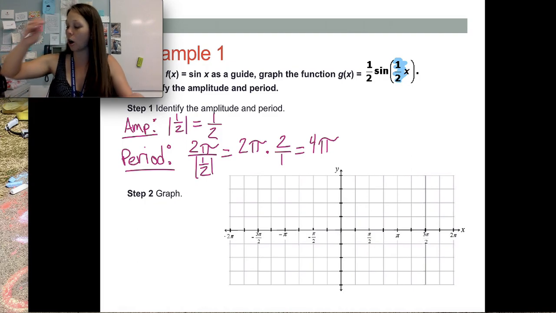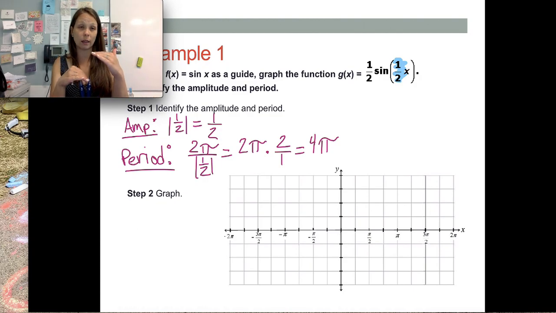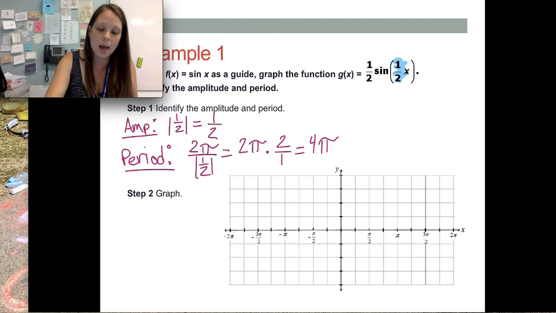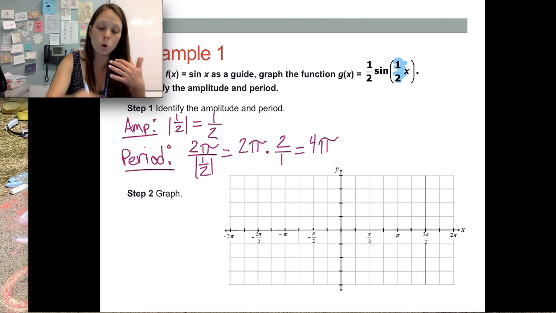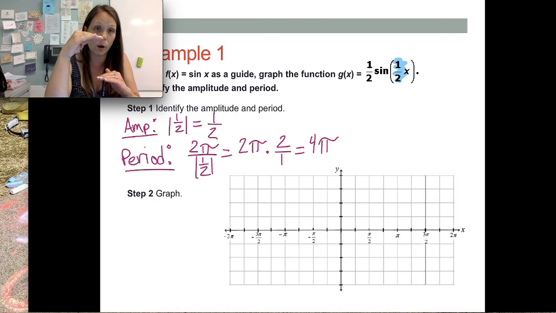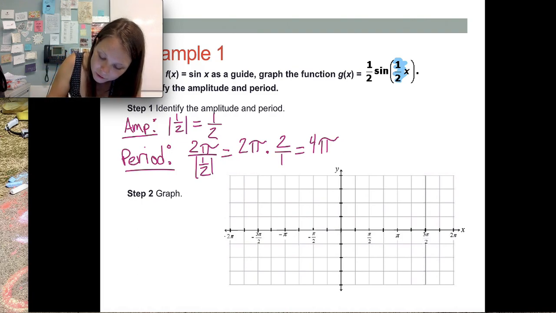So what I'm going to start off by doing is I like to create this floor and ceiling for me when I'm graphing these, and that's going to be based upon my amplitude. So normally this function goes from +1 to -1. But my amplitude is now half of that, so it's going to go from -1/2 to +1/2. So I'm going to have every other tick mark be a half.